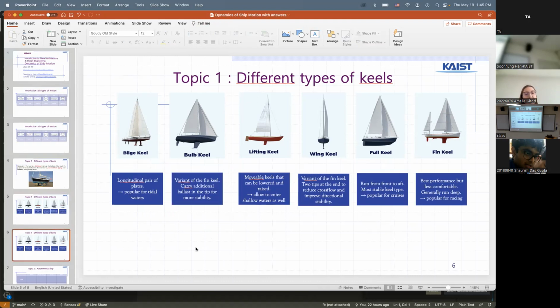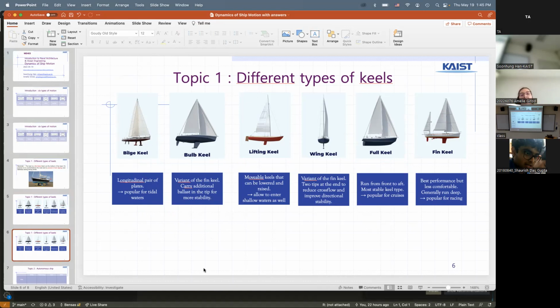So, yep, the bilge keel, as you can see, has two pairs of plates, and it's really popular for tidal waters. Then the bilge keel, as you said, is a variant of the fin keel. It carries additional ballast in the tip for more stability. So I guess you can see here.